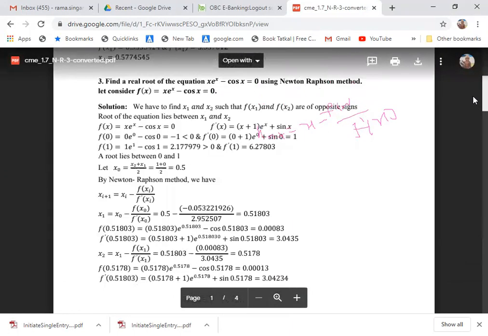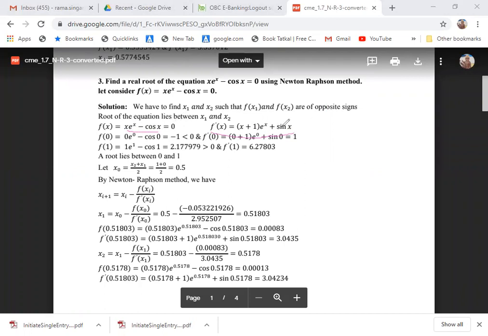Let us see the third problem. Find the real root of the equation x e power x minus cos x equal to 0 using the Newton-Raphson method. Our equation should be compared with f of x equals 0, so that our f of x will become x e power x minus cos x. In the Newton-Raphson method, we always require its derivative. The derivative of f of x is (x plus 1) e power x plus sin x.